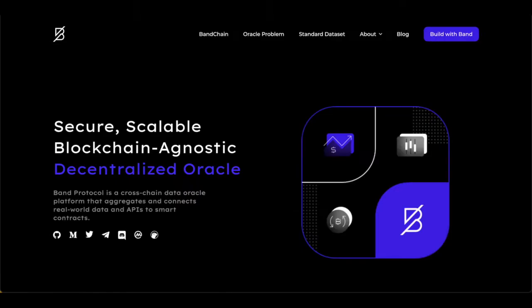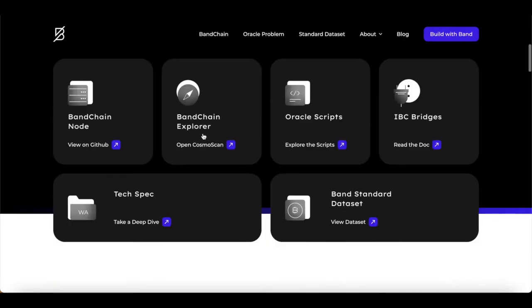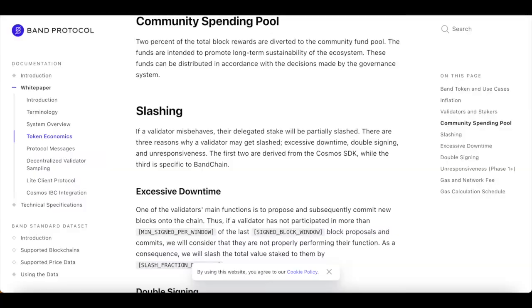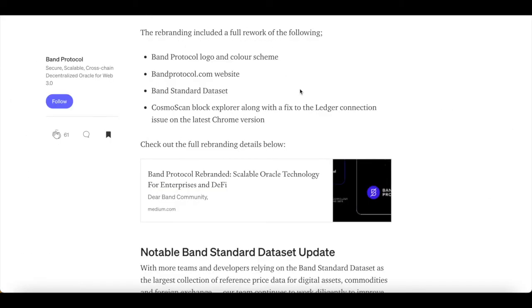Bandprotocol.com has also been updated. This website used to look very different, I'll assure you. In fact, when I first saw this website, I was almost convinced that it was a completely different cryptocurrency we're talking about, until I realized that it was indeed a rebranding, and it snuck right under my nose. I didn't even realize that Band Protocol went through a rebranding.